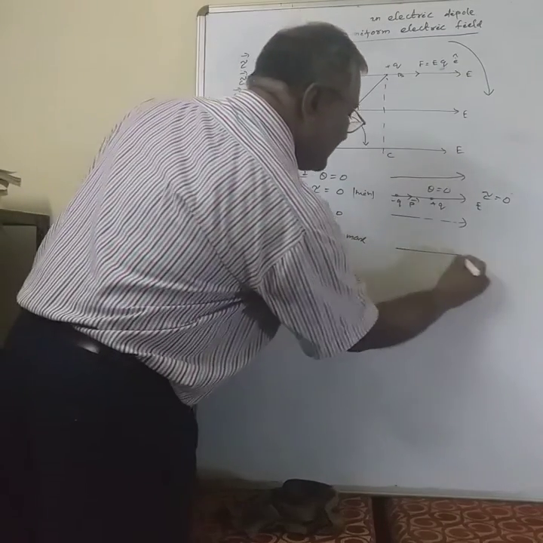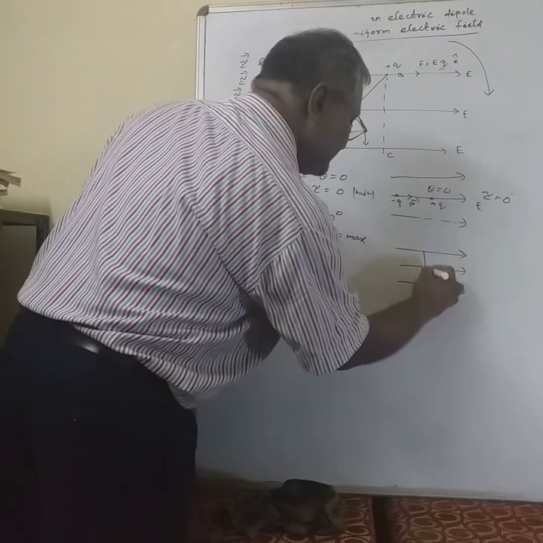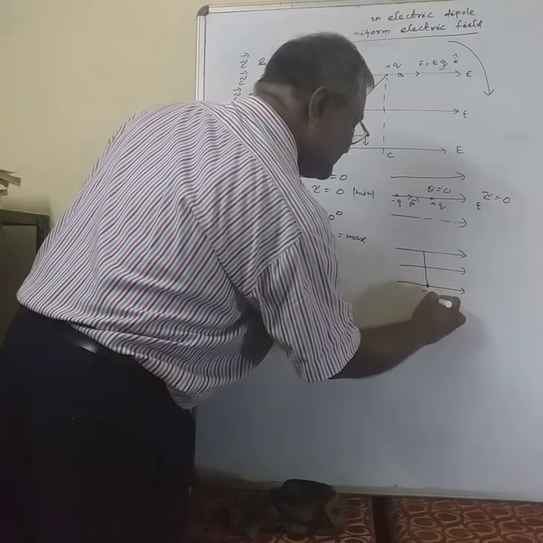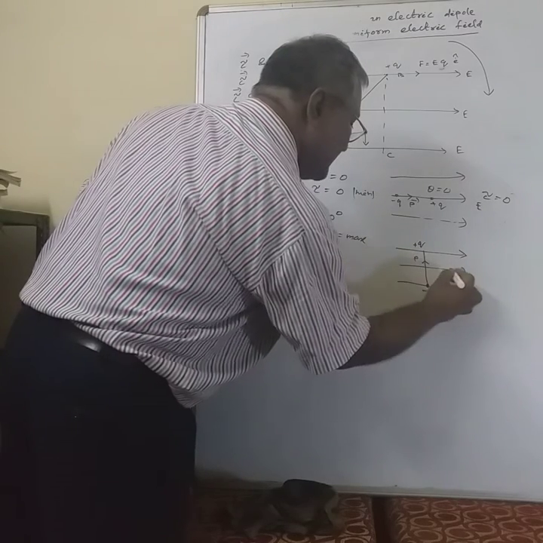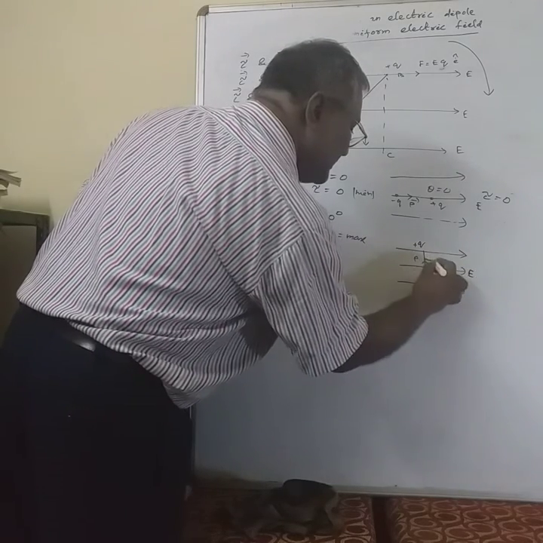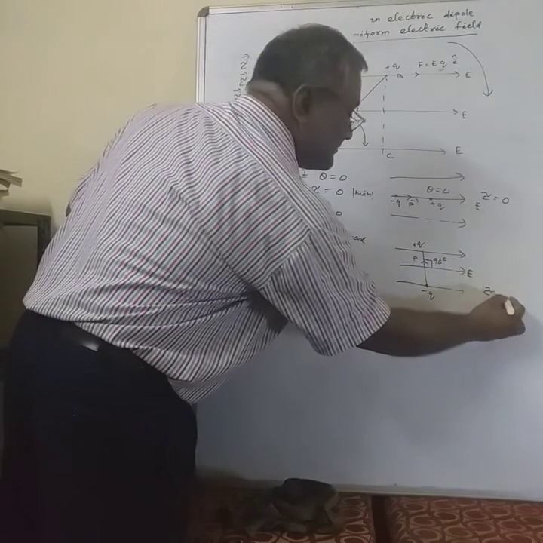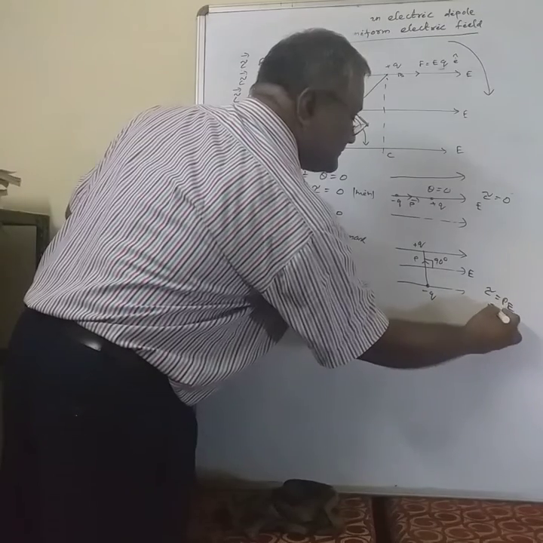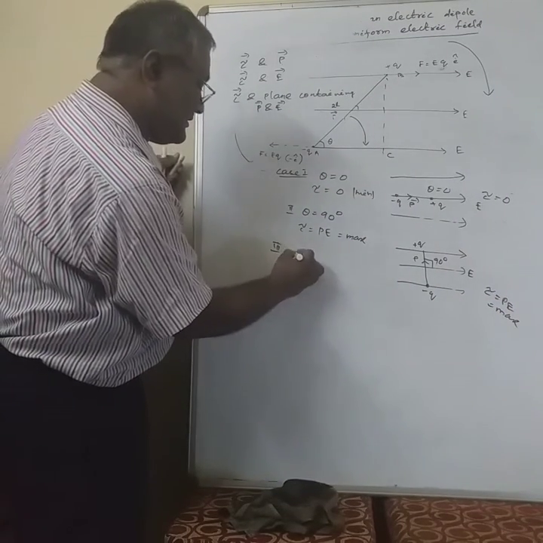How will it be? It looks like this. This is minus q, this is plus q, this is the direction of P, this is the direction of E, this angle is 90 degree. Here torque will be maximum. Third case, theta 180.